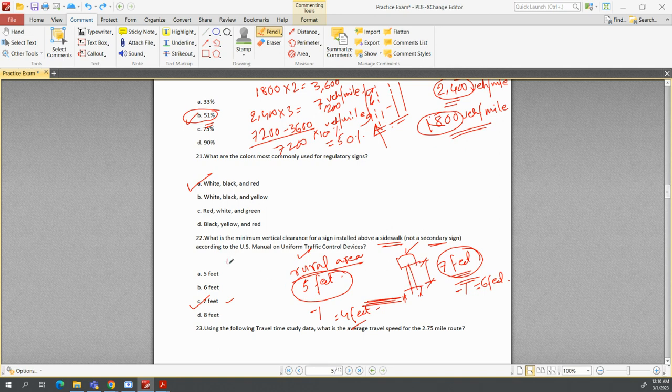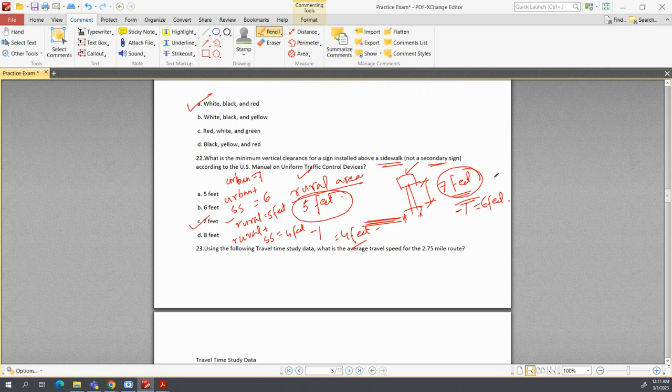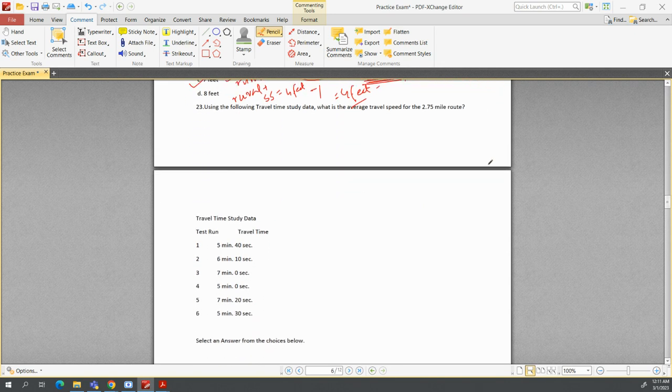Okay, let me just write it. Urban, you need to remember 7. Urban plus secondary sign, 1 foot less, 6. Rural, that is 5 feet. Rural plus secondary sign, that is 4 feet. All the four numbers you need to remember in this case. Okay, so let's move to the next problem. We will do two more problems up till 25 in this video. In the next video we will do another 25 problems for this PTOE.